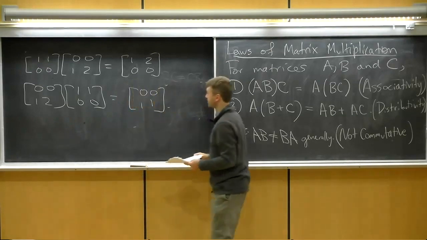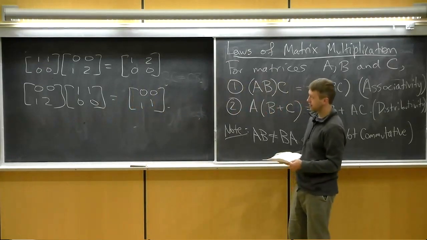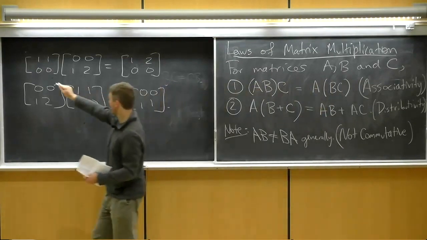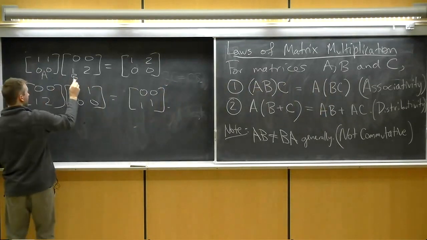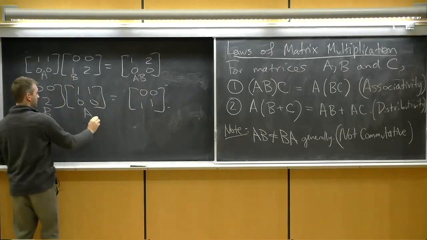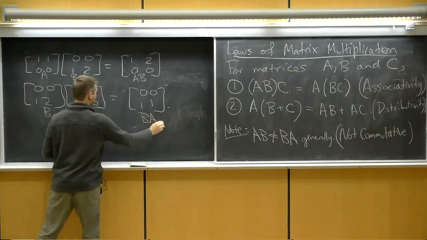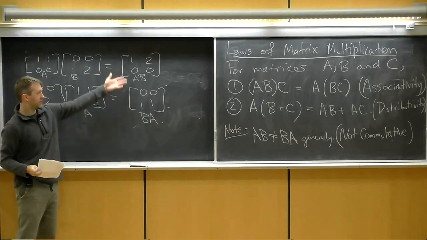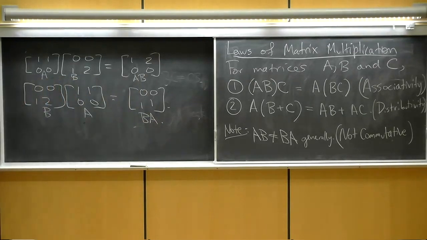So if this is my A and my B, then this is A times B, but this would be B times A. And they're totally different matrices. Okay, any questions about that?